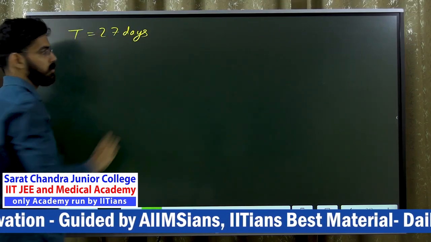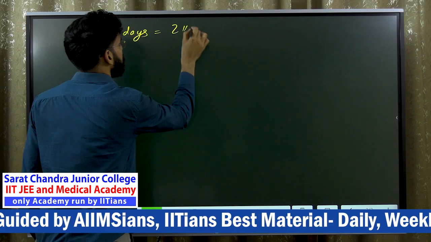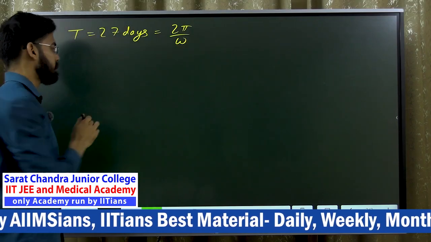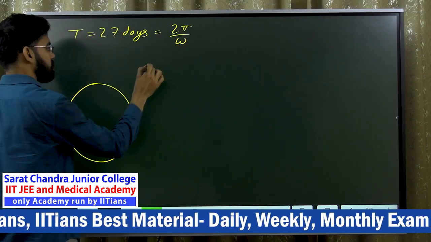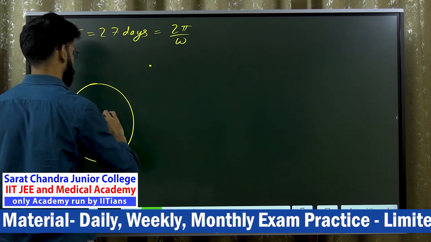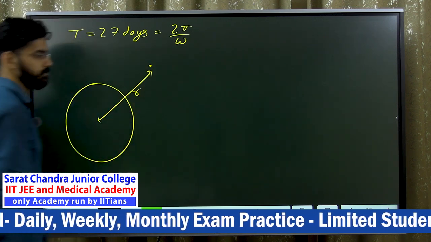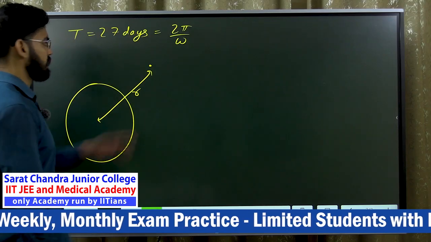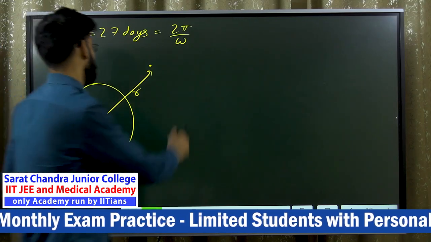Okay. So time period is what? 2 pi by omega. Okay. Let's say this is the earth and this is the moon. There is a certain distance, right? Let's name it small r. So I can write down gravitational pull is equal to m r omega square, right? That I can write down.